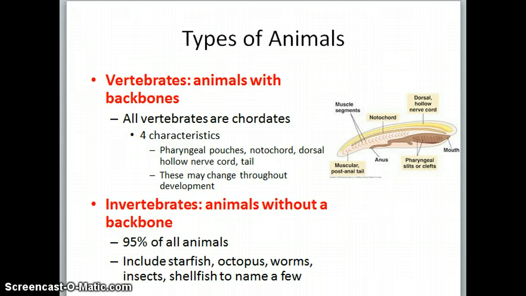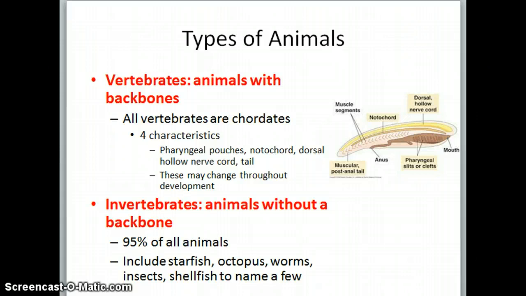All chordates have 4 characteristics that can be seen at some point during their life. So right now in your notes, I'd like you to make a chart with 3 columns. One for the characteristic, one for the description of that characteristic, and the third one for what that particular characteristic could eventually become in the organism.